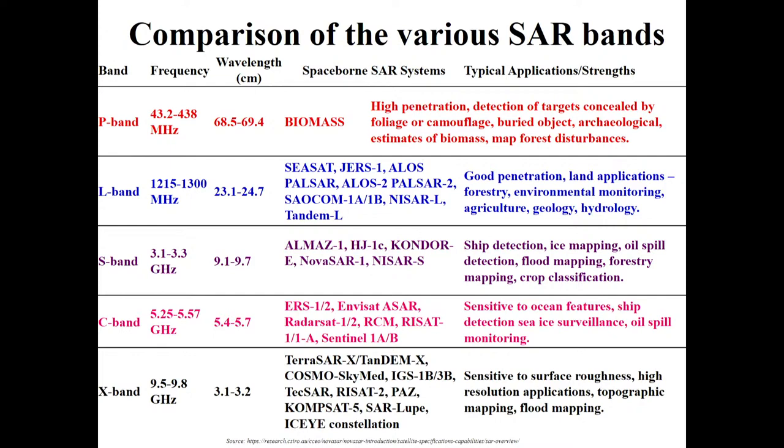When we come to the X band, mainly 3 centimeter wavelength range is used. So with the help of this 3 centimeter, one will be able to generate very high spatial resolution images, and since the wavelength is small, surface roughness could also be measured, and this could be used for topographic mapping as well as flood mapping and monitoring. And the satellites in X band are TerraSAR-X, TanDEM-X, COSMO-SkyMed, RISAT-2, PAZ, KOMPSAT-5, and ICEYE constellation. So all these satellites are working in X band.